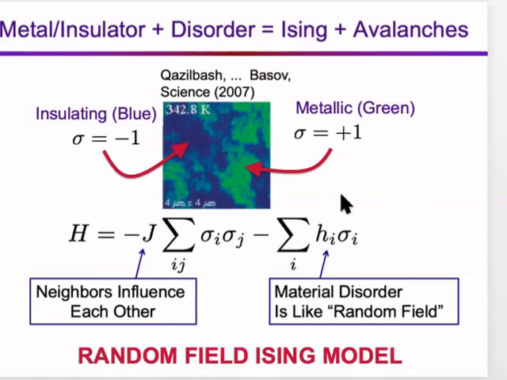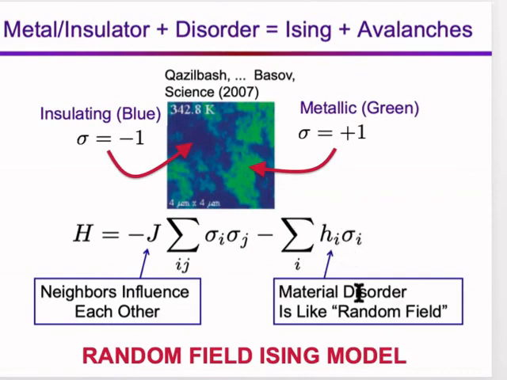And we model material disorder like a random field on those Ising variables. So you might imagine that material disorder in the sample could favor one particular phase over the other in various regions. So maybe here there's a disorder pattern that tends to favor metal, and maybe here there's a disorder pattern that tends to favor insulating.